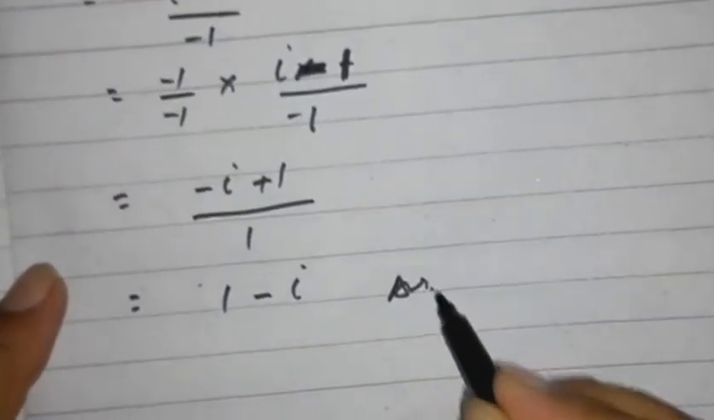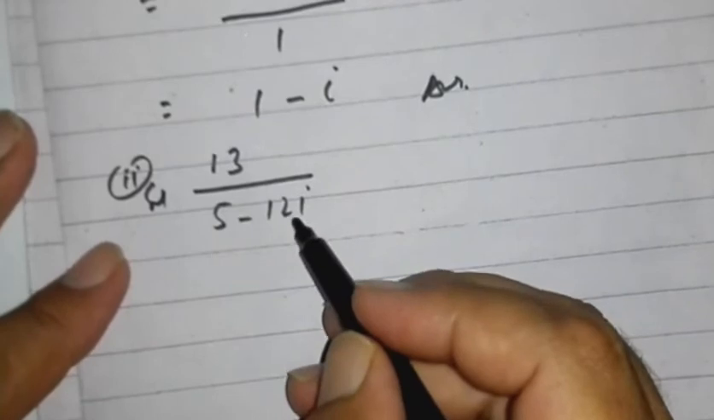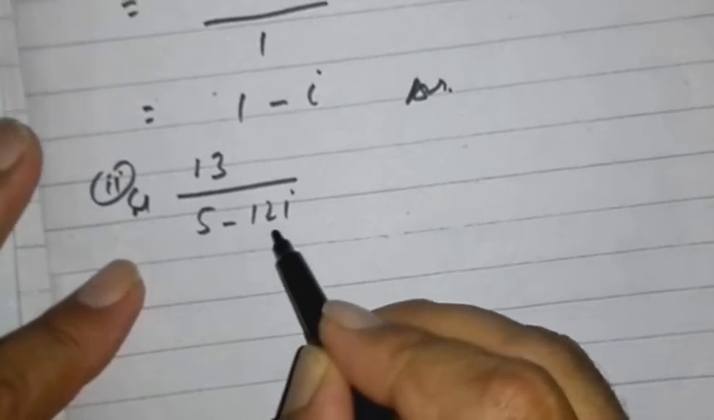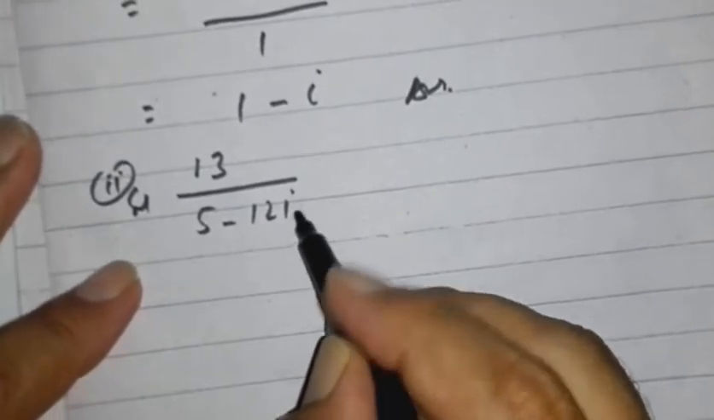It is in the form A plus B iota, which is the answer. Now the second part is 13 divided by 5 minus 12 iota. Solution: divide and multiply by its conjugate. Conjugate of 5 minus 12 iota is 5 plus 12 iota.